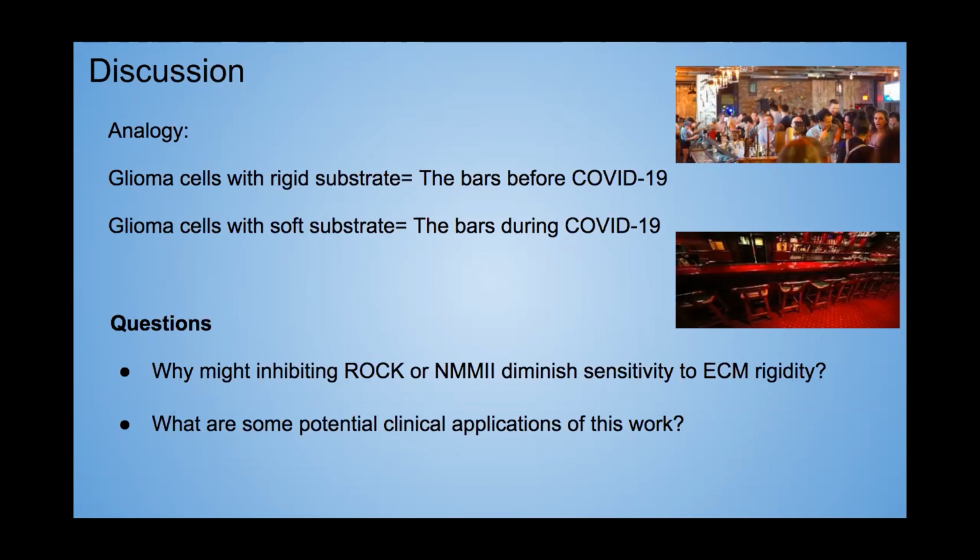So yeah, that's what I got as far as the analogy, and then we got a couple discussion questions as well. We have discussion questions for either just the class or maybe breakout rooms. So why might inhibiting ROCK or non-muscle myosin 2 diminish sensitivity to ECM rigidity? And also, what are some potential clinical applications of this work? In other words, how can the results of this paper lead to possible therapies or better diagnostic tests to improve the prognosis? Because currently, if someone gets diagnosed with it, the prognosis is like 15 months before they might die, so it's not great.